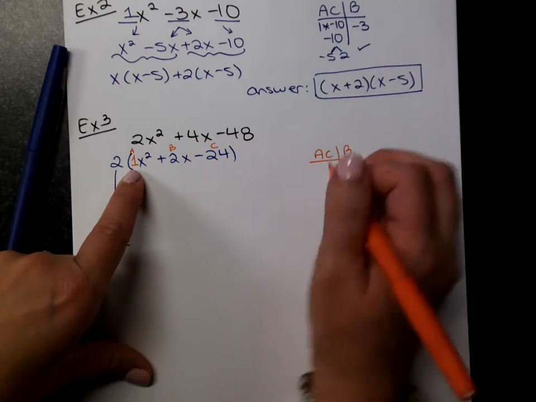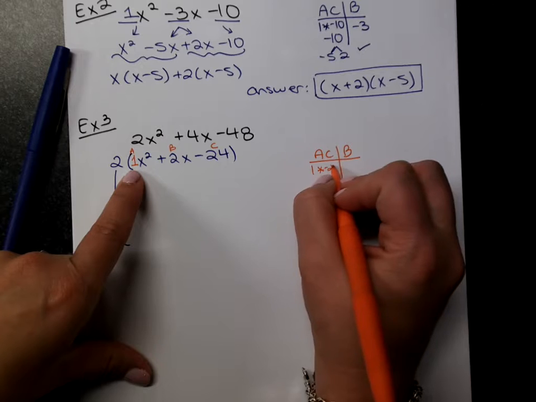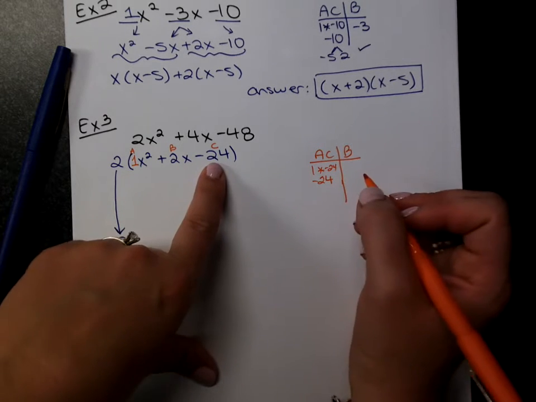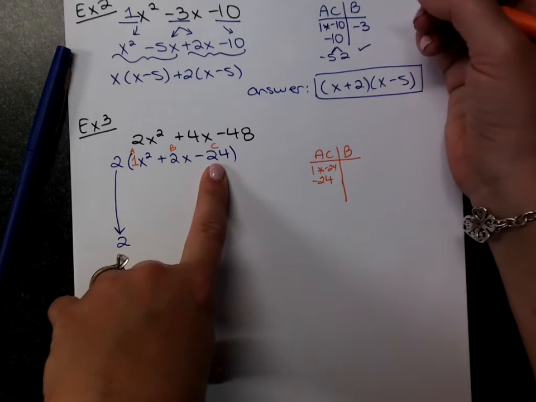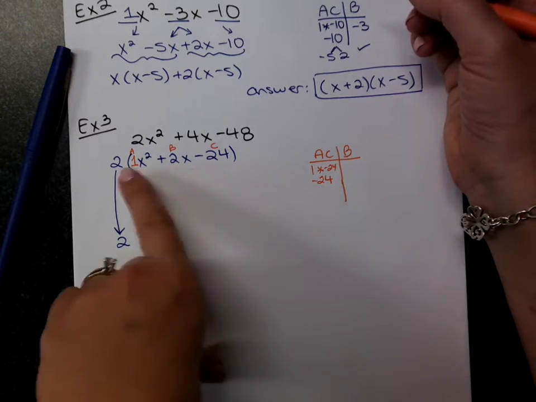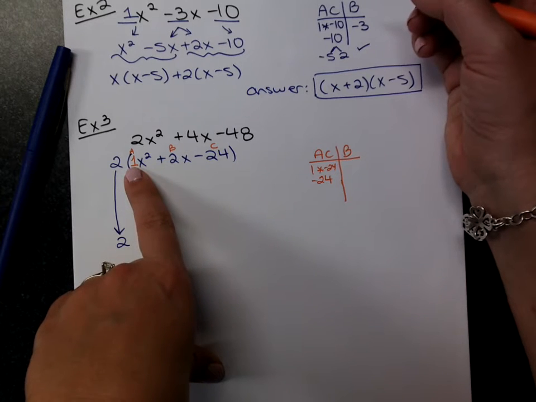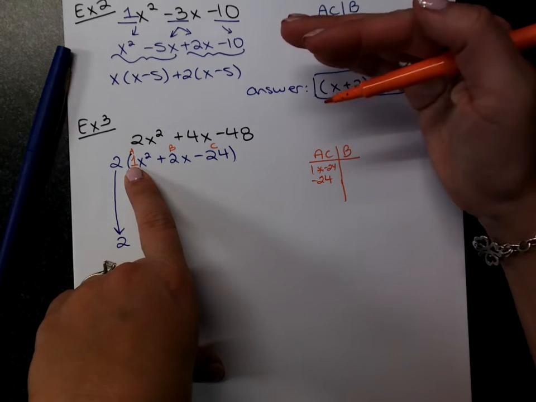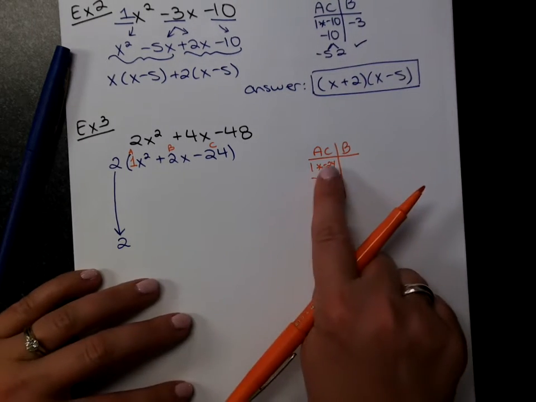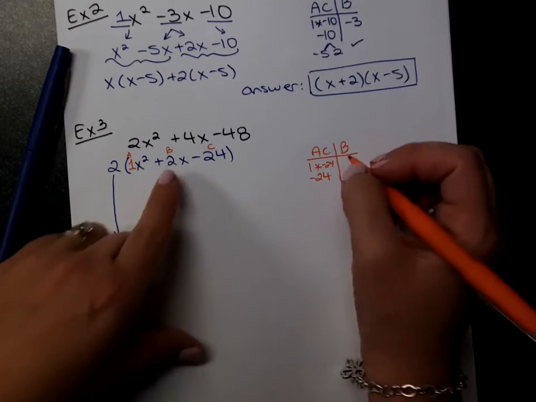1 times negative 24 is negative 24. I don't want you to think that it's just C. Some students get in a really bad habit of like, it's just C. The only reason it looks like it's just C is because the leading coefficient is 1. If that's something different, which we'll do a couple examples of, it's not just the C term. So it's always A times C and then B.